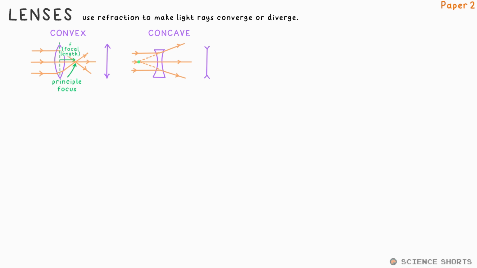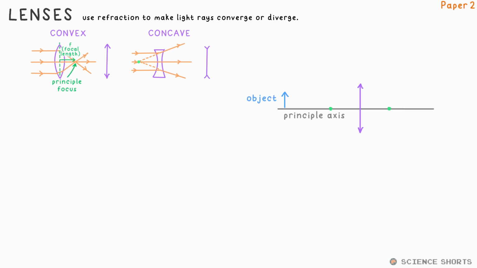If rays enter parallel to what we call the principal axis, for example, light rays from a very distant object, the lens will make the rays converge at this point here. This is called the principal focus. The distance from the center of the lens to this point is called the focal length. This doesn't change for a lens, and we can draw it on both sides, and you'll see why in a second.